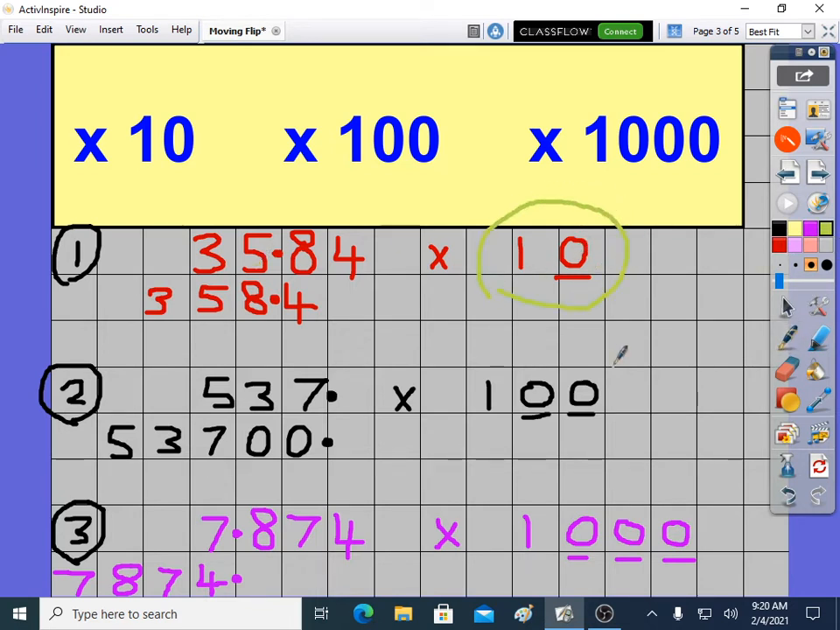Okay? So just to recap, on the first question, when we times by 10, there's 1 zero, so everything got 1 place bigger. When we times by 100, 2 zeros, so everything gets 2 places bigger. When we times by 1,000, 3 zeros, so everything gets 3 places bigger. And that's the moving method.